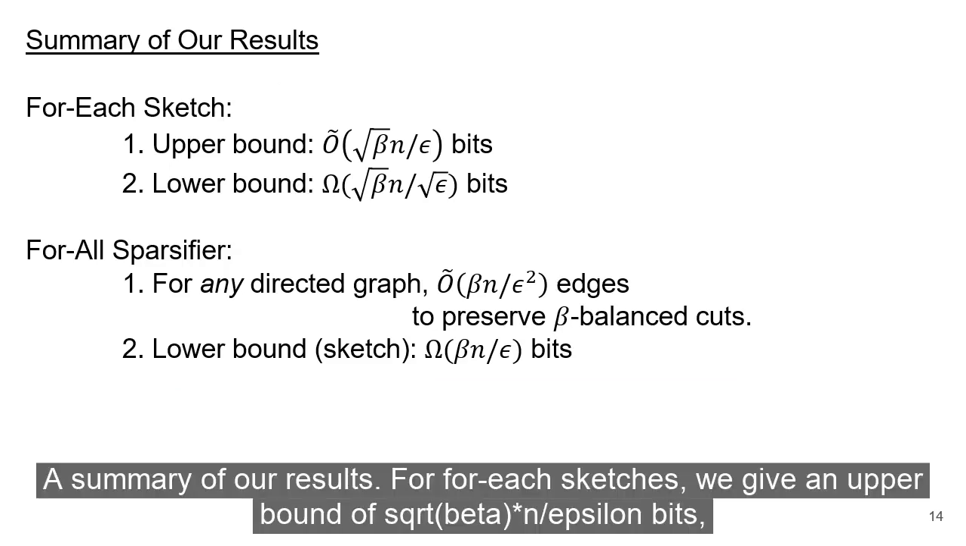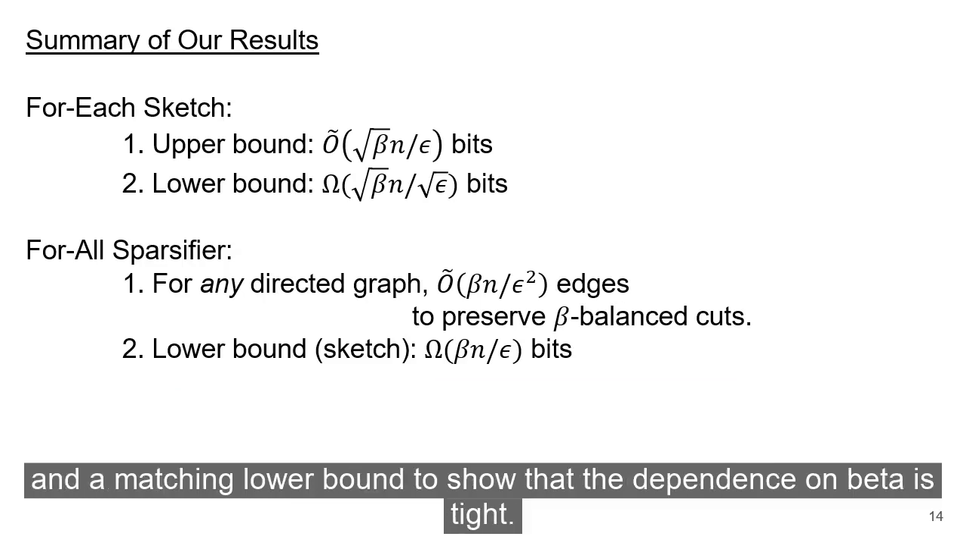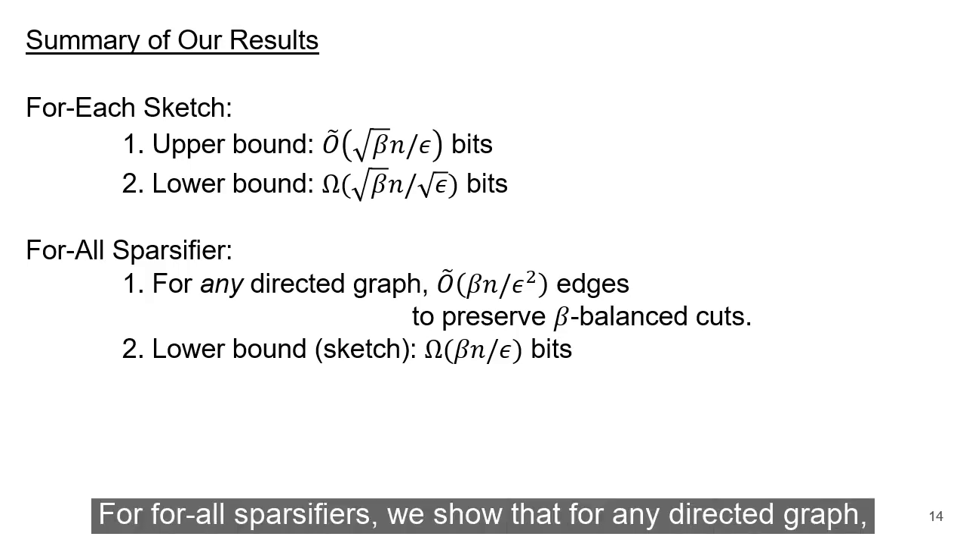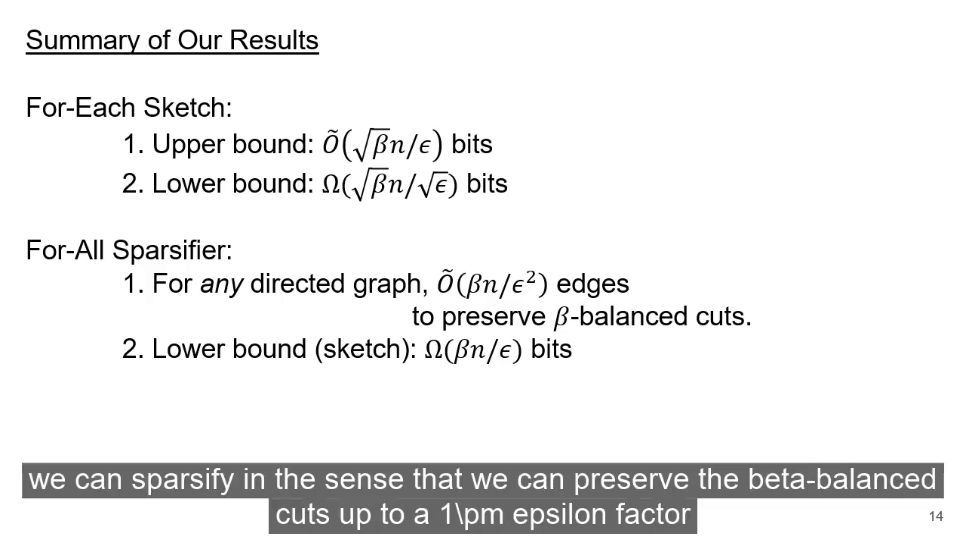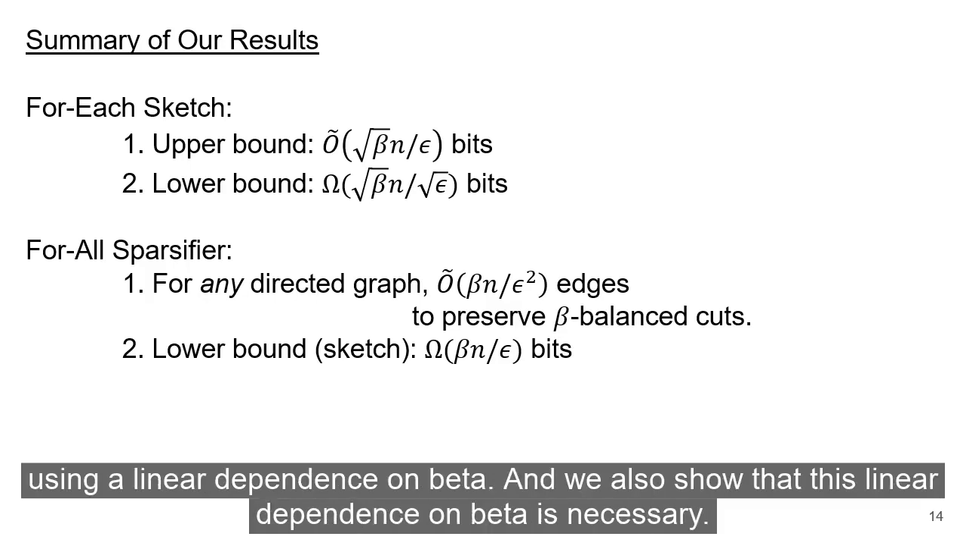So, a summary of results. For for-each sketches, we give an upper bound of root beta n over epsilon bits and a matching lower bound to show that the dependence on beta is tight. For for-all sparsifiers, we show that for any directed graph, we can sparsify, in the sense that we can preserve the beta-balanced cuts up to a 1 plus or minus epsilon factor using a linear dependence on beta, and we also show that this linear dependence on beta is necessary.